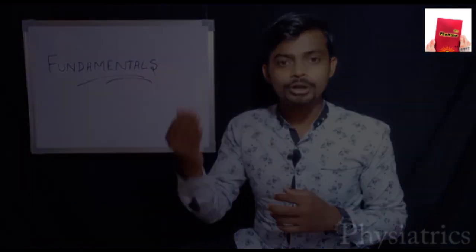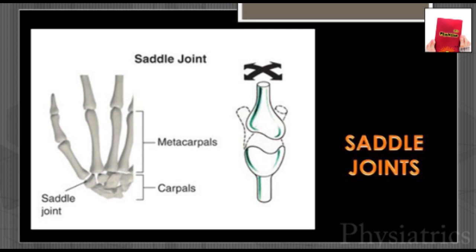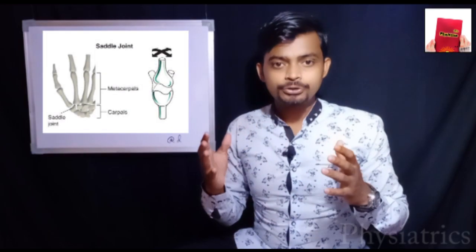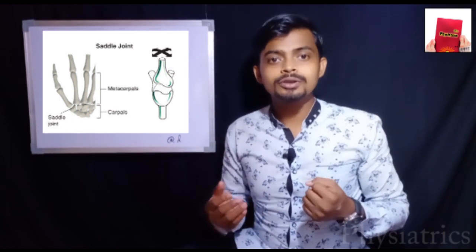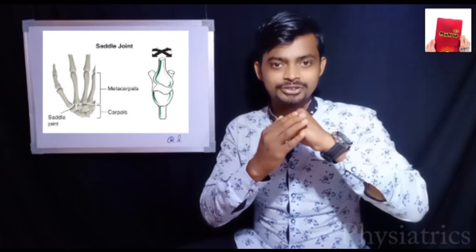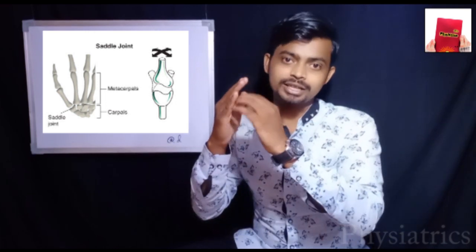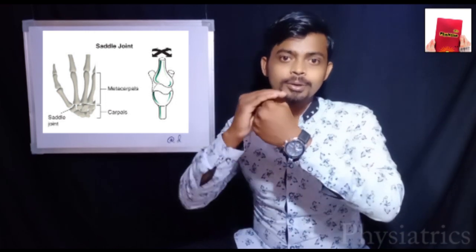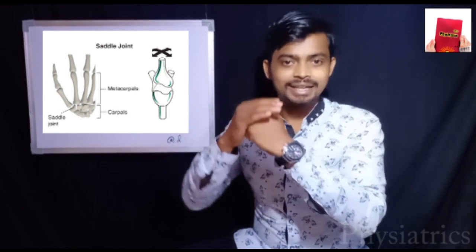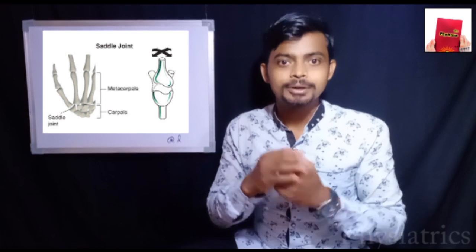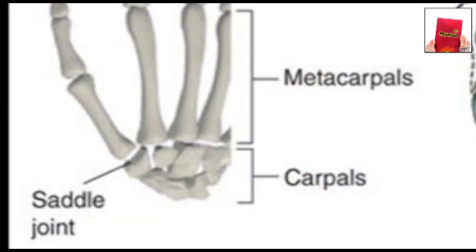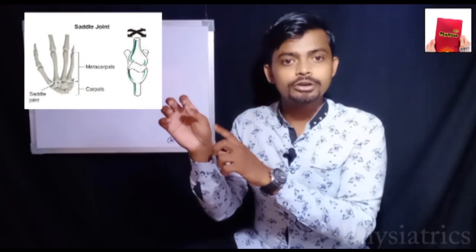Then the next joint is the saddle joint. The saddle joint is a type of joint where two bones have opposite shapes, like one is partially convex and the other is partially concave. They fit into each other, providing a movement like a horse rider. They provide slightly less movement than other joints, but these joints provide more stability. It is found in the carpometacarpal joint of the thumb.